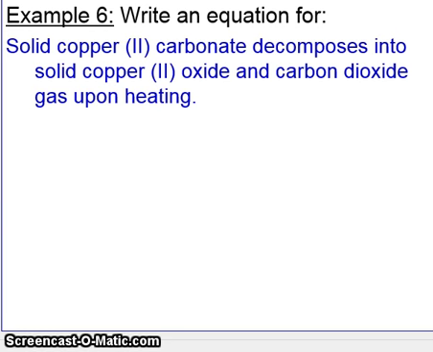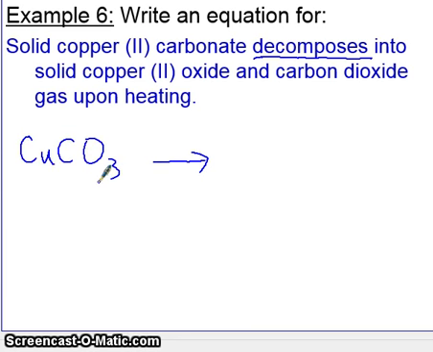So let's think about which word here represents the arrow, which word separates the reactants from the products. And if you think hard, you'll see that decomposes is the word that separates the two. So decomposes will mean the arrow. On the reactants, we have only one reactant, solid copper 2 carbonate. On the product, we have copper 2 oxide and carbon dioxide gas. The way to write copper 2 carbonate is CuCO3. So you have to consider these polyatomic ions. Copper has a +2 charge, carbonate has a -2 charge, so you'll only need one of each.